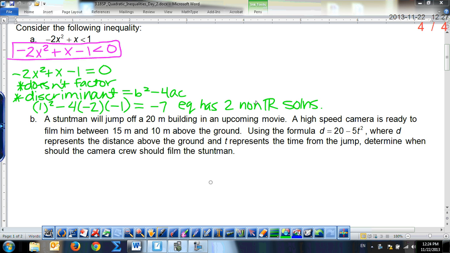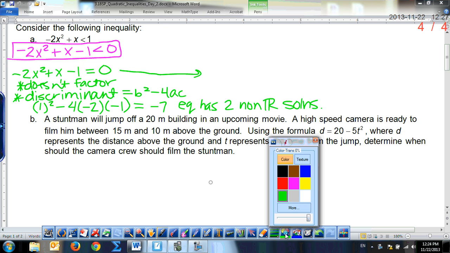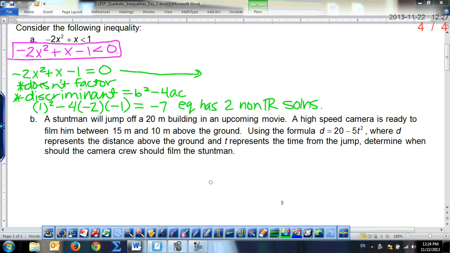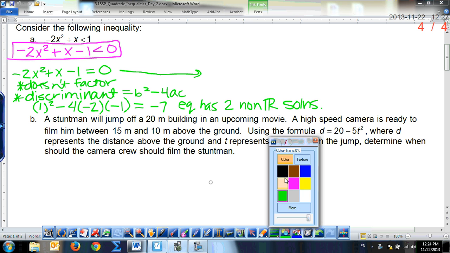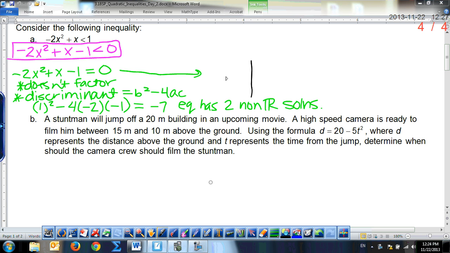Okay, next thing I want to do is sketch a graph of this equation. Now, having 2 non-real solutions tells me what about the graph of my equation? Okay, the curve will never touch the x-axis. Everyone agree with that? Okay.